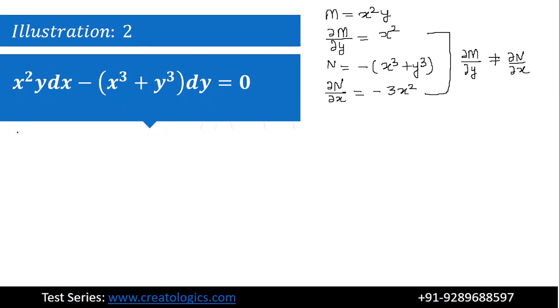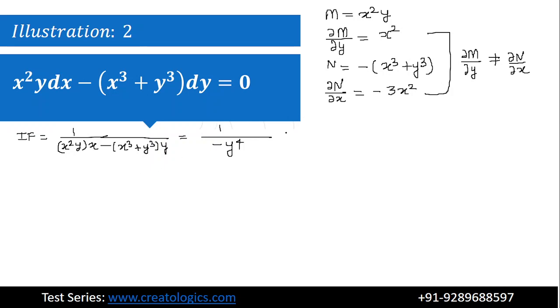So you can say that your integrating factor must be 1 upon Mx plus Ny. Here x square y was your M, x plus Ny, N means minus of (x cube plus y cube) times y. Let's simplify this further. We get 1 over this; x cube y will get cancelled with minus x cube y, and we are left with only minus y raised to the power 4. So this will be your integrating factor.